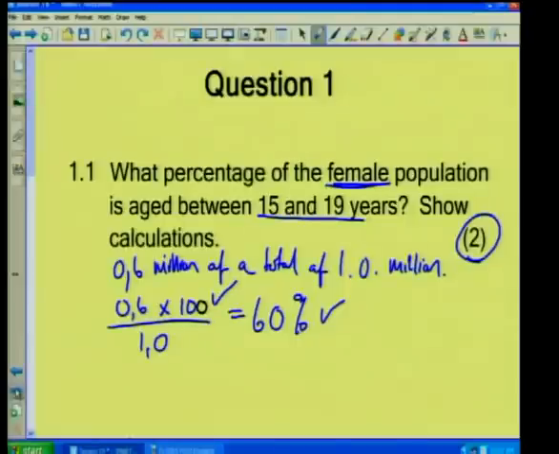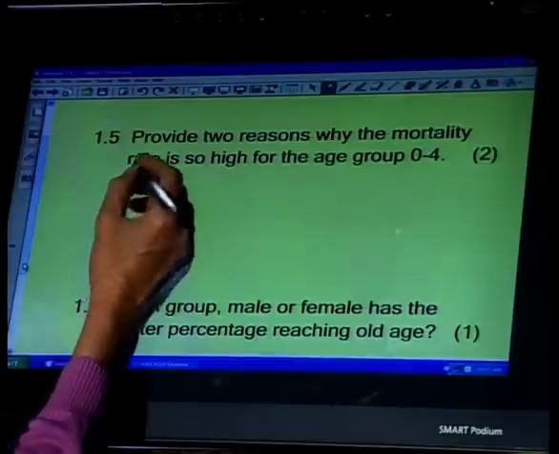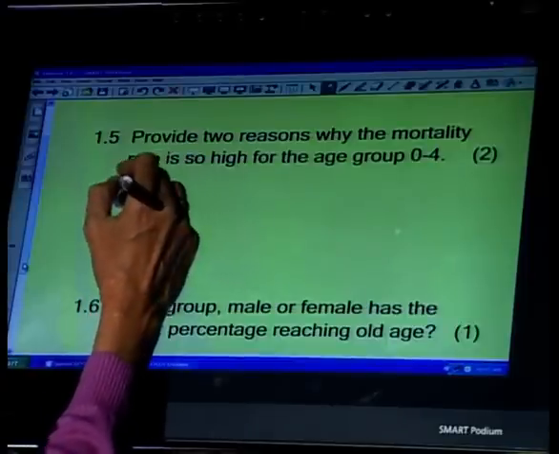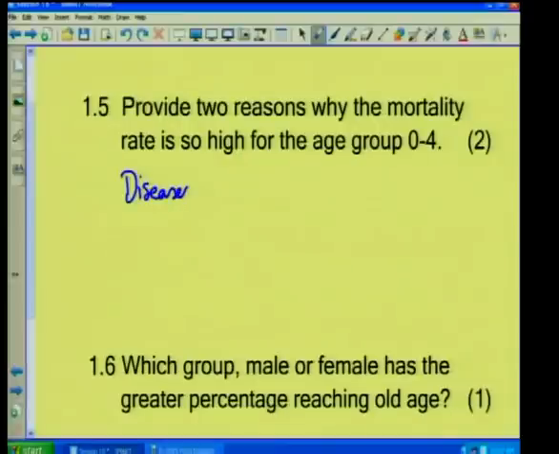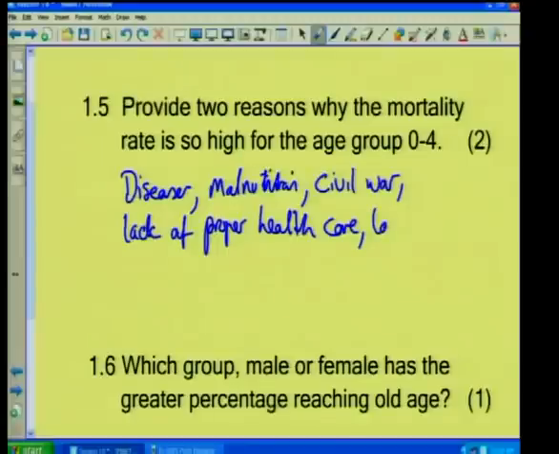And what would cause that death? Remember, this is China, you've got a very large amount of people that die and don't make it to old age. All right, they've got an incredible population. So it would be, for example, disease. Okay, the little ones die of diseases. They can die of malnutrition. Okay, what else would kill them? Civil war. What else would kill children? Lack of health care. Lack of education of parents.